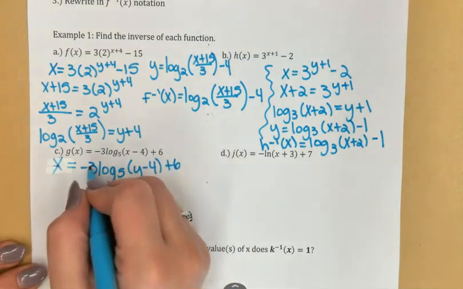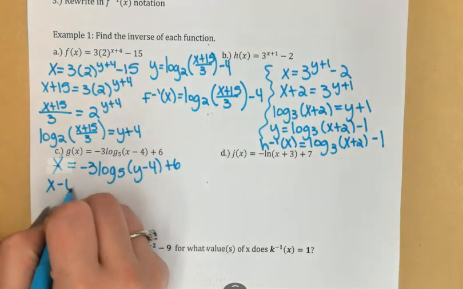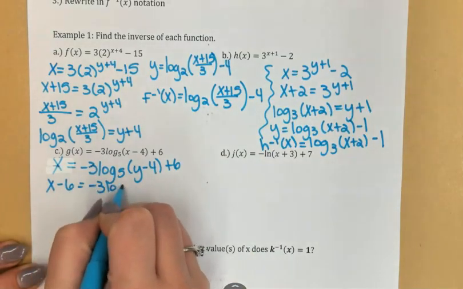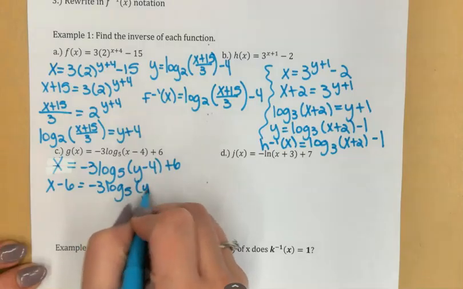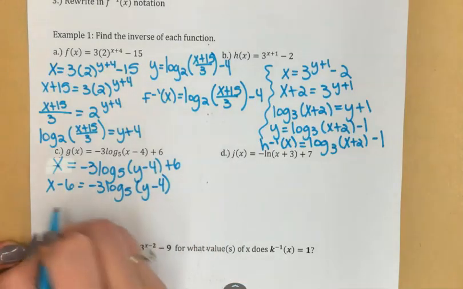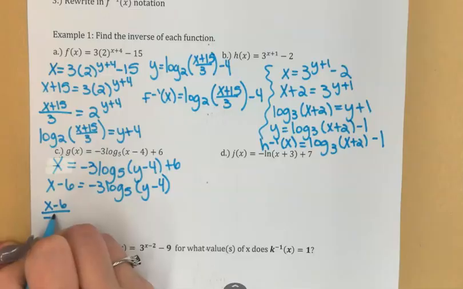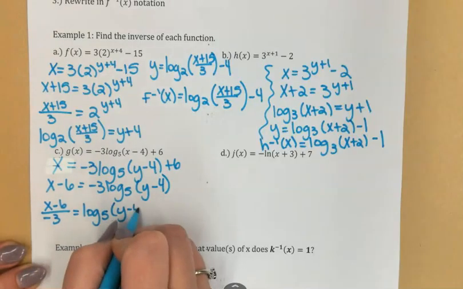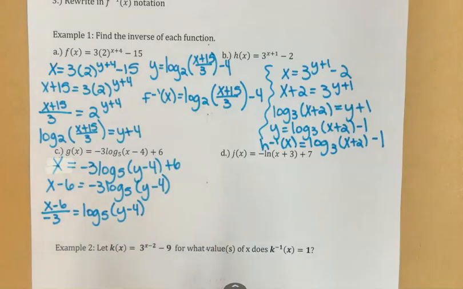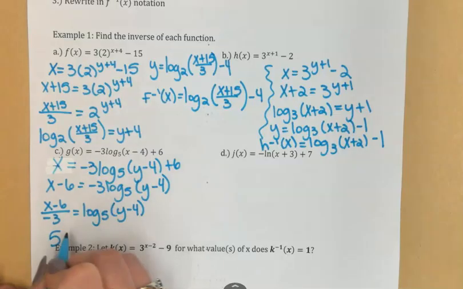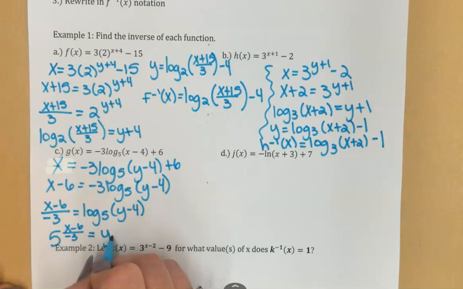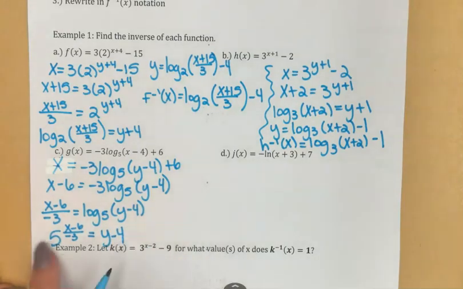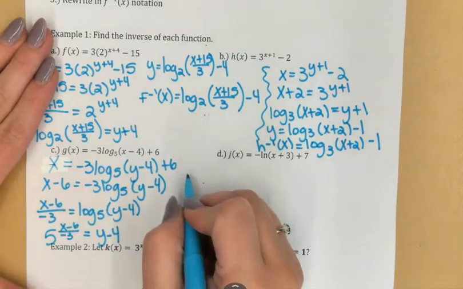So 6 is going to leave the party first by subtraction. Then I am going to divide by negative 3. And now my log is by itself. I need to get y out of the log, and I'm going to do that by rewriting this as an exponential. So 5 to the x minus 6 over negative 3 power is equal to y minus 4. So my last step is going to be to add that 4 to the other side.